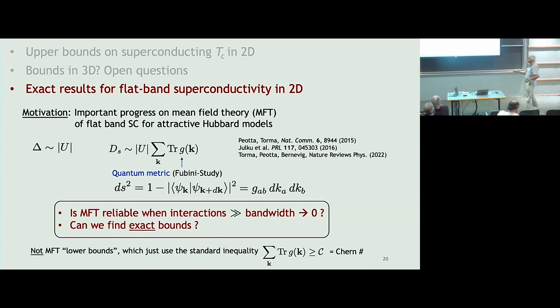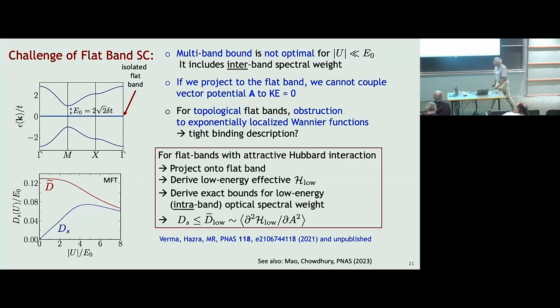And not what a lot of people are talking about, which are just mean field lower bounds, which just use some standard inequality, talking about the trace of the quantum metric upper bounding the Chern number. If you assume mean field theory, then of course you can get a lower bound, but that's not the point. The point is to understand something outside of mean field theory. Okay, so what are the problems? Maybe at least I can tell you the challenges rather than the answers.